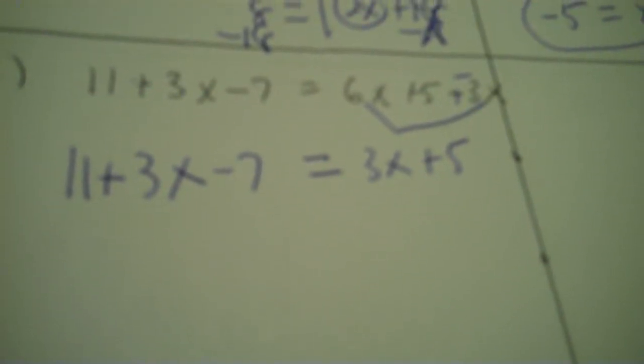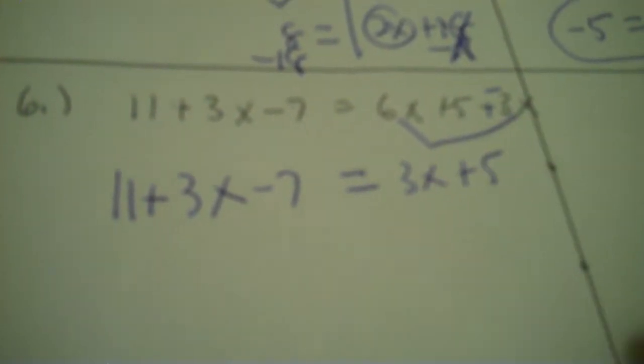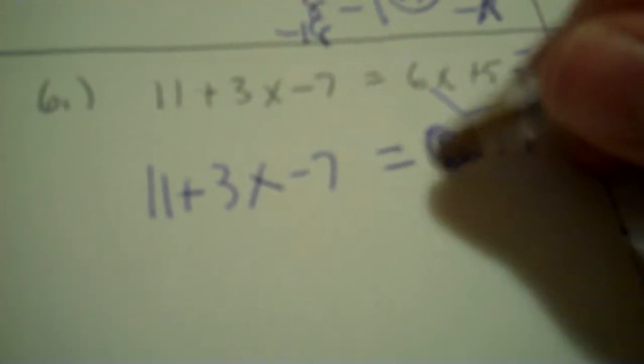Well, now you have x's on opposite sides, but they're the same, okay? When they are the same, you need to stop and cross them out. And then this becomes all solutions or no solution.